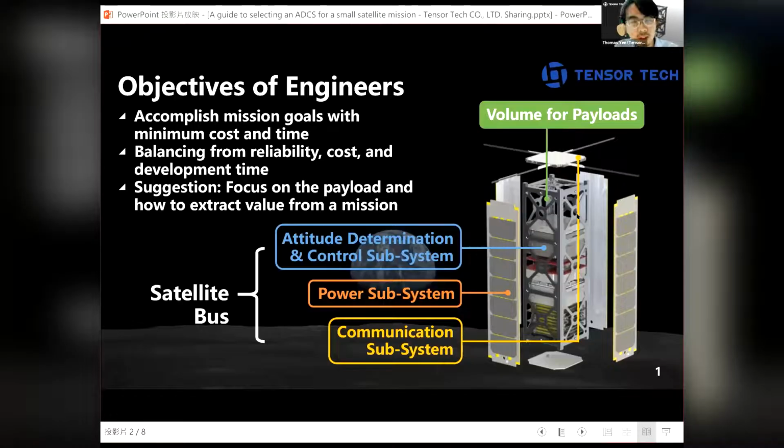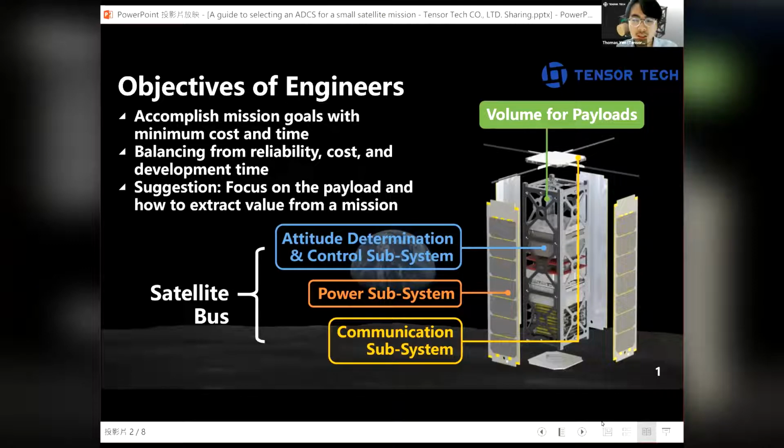And what is the objective of engineers? Here, the engineers I'm referring to are the people who are working for the satellite owners, the company who owns the satellite and has to build the satellite and operate the satellites. So I believe their first priority is to extract value from these satellites. These engineers should be focused on the payload and how to utilize the satellite bus to get the payload to have its optimal performance.